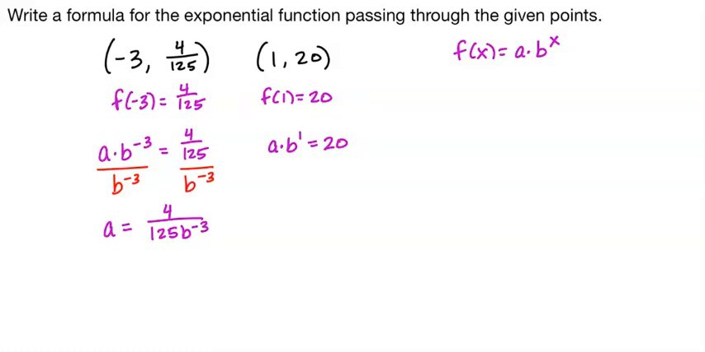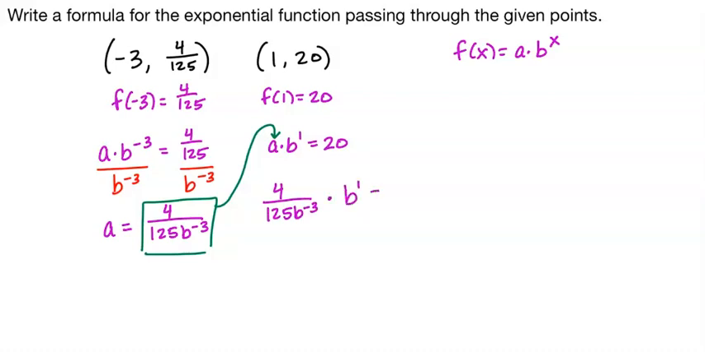So I'm now going to take that expression for a and come over to my second equation and plug that in. So this gives us, instead of a, now we're going to write 4/125 over b to the -3rd, times b to the 1st, is equal to 20.